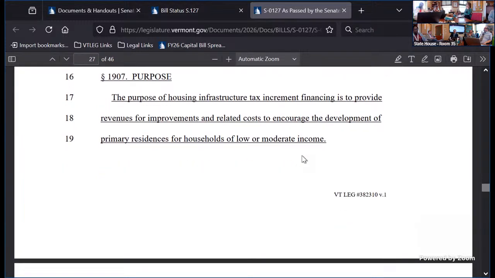Section 1907, this is just setting out the purpose, much like there's a purpose for TIF districts. And this, you'll recall, flows into the definition of improvements. It applies a kind of purpose constraint. So the purpose of this subchapter is to provide revenues for improvements and related costs to encourage the development of primary residences for households of low and moderate income.